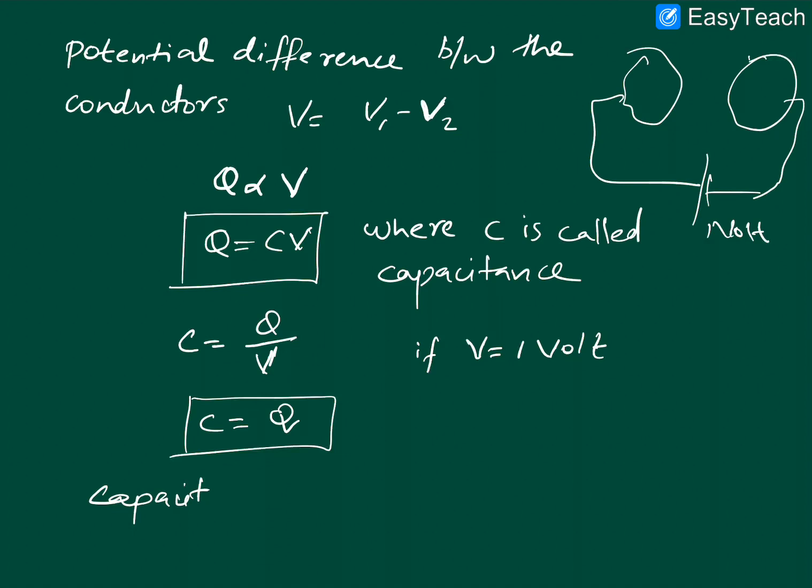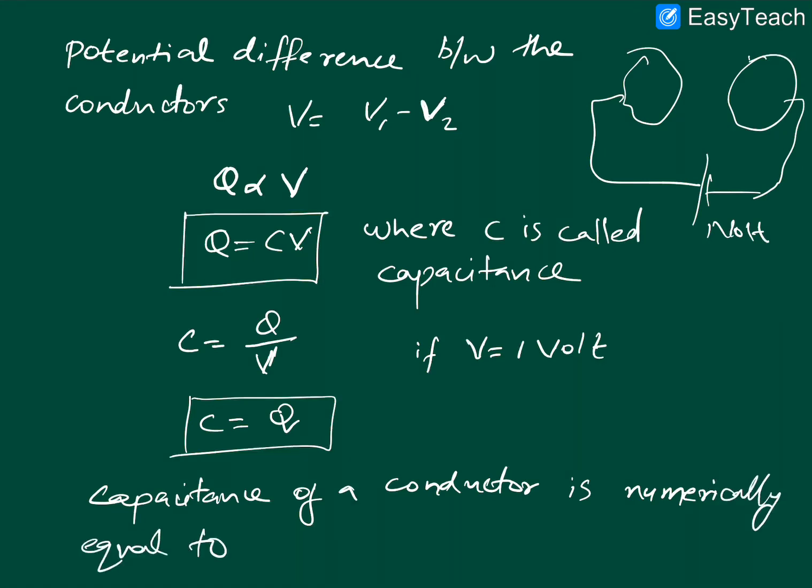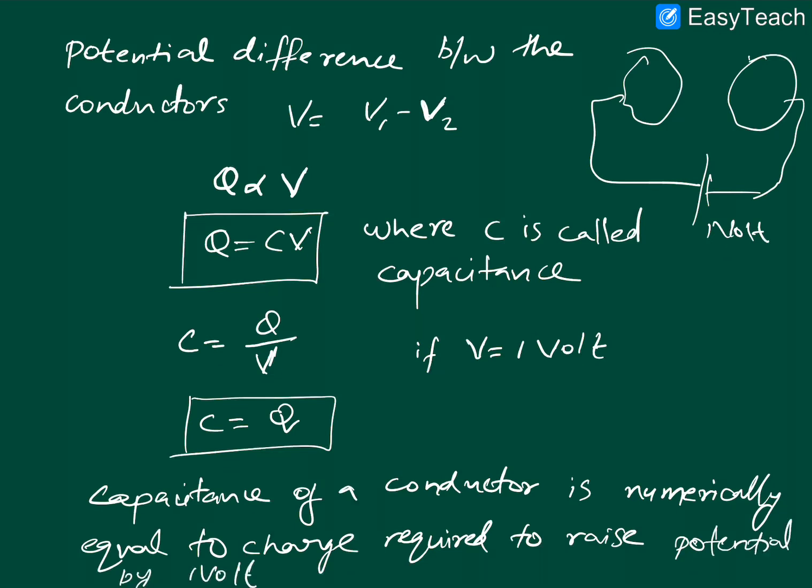Capacitance of a conductor is numerically, only numerically you can say, equal to the charge required to raise potential by 1 volt, isn't it? Because when V is 1 volt, C is equal to Q. From that you can define capacitance as the amount of charge required to raise potential by 1 volt.